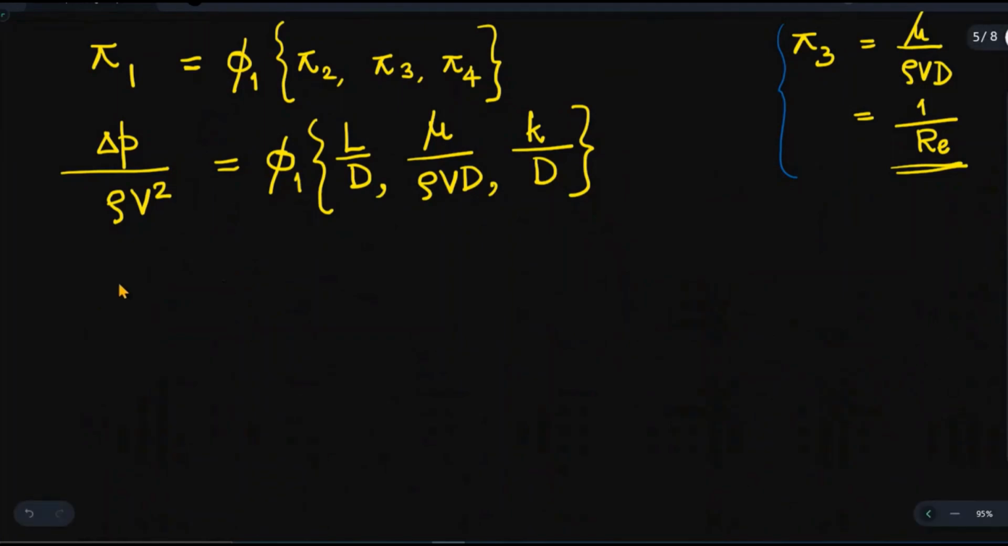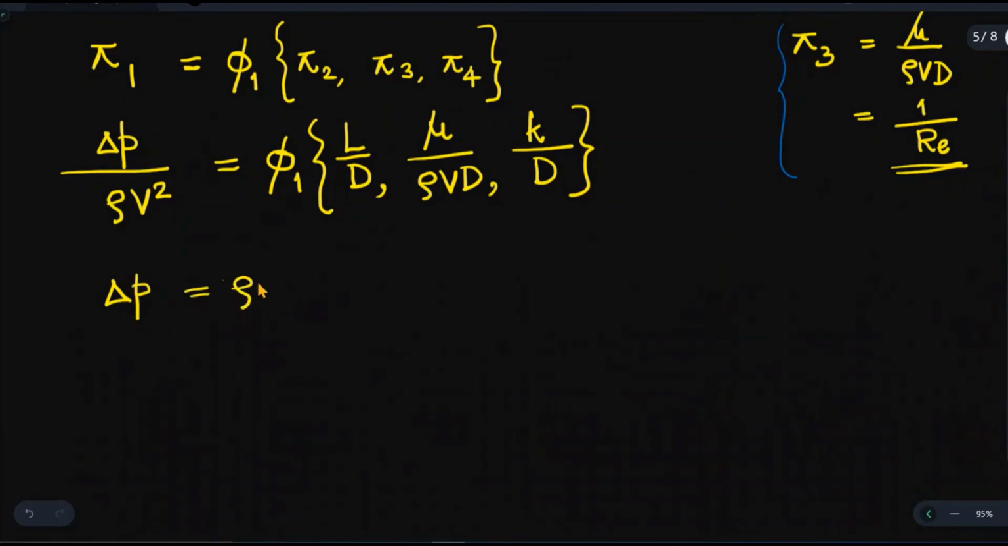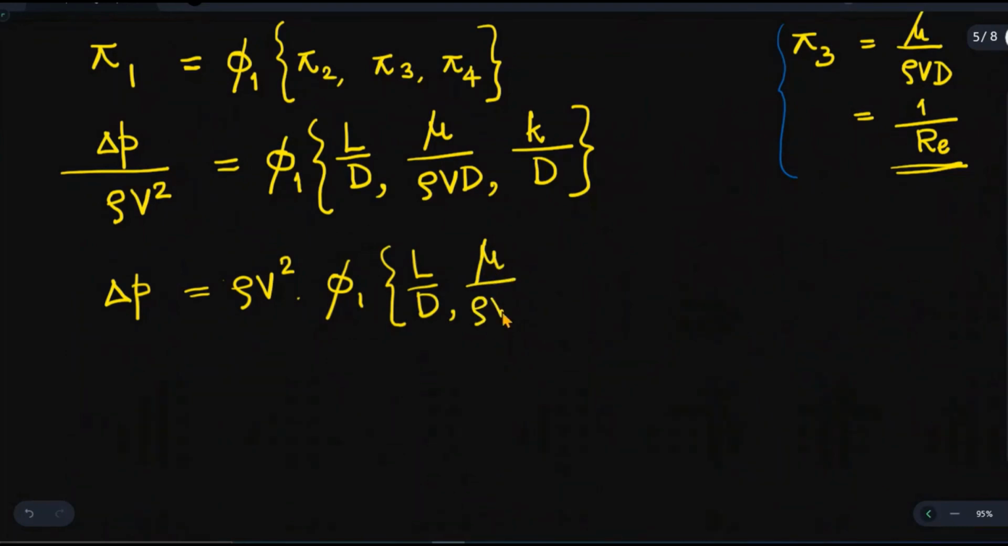See this delta P relation. The time is almost over, so please bear with me for 1 or 2 minutes more. Delta P is equal to rho V square on the right hand side into a function of pi 1: L by D, then mu divided by rho V D, and then K by D.